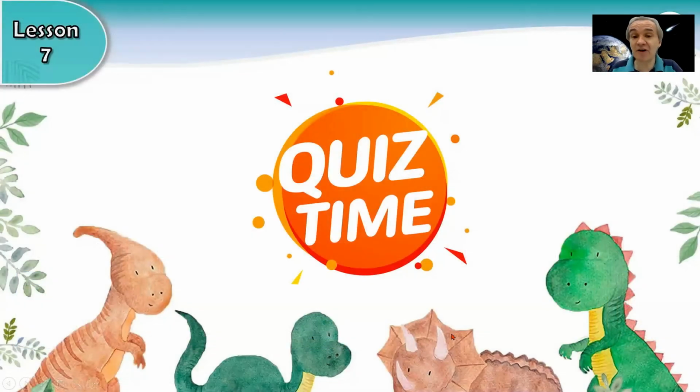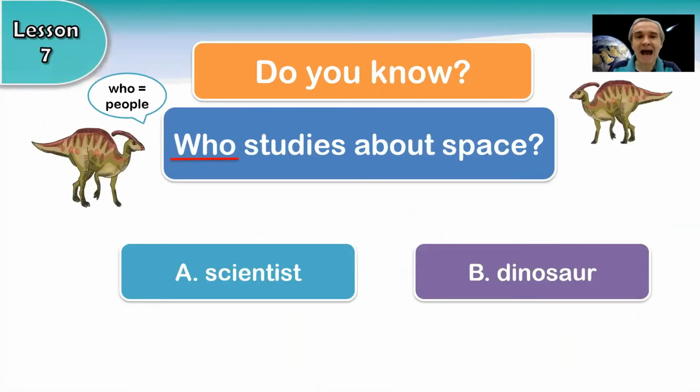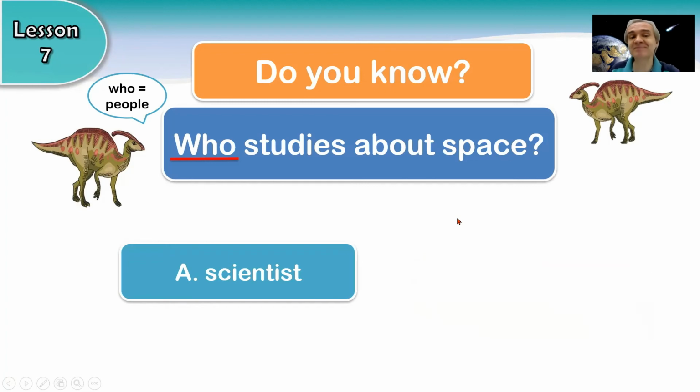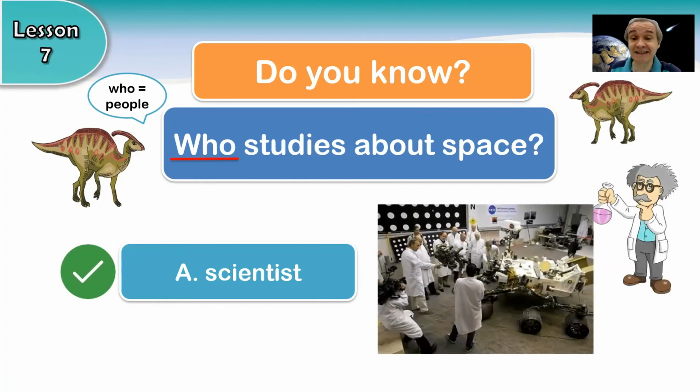Okay, so now it's time for quiz time. Do you know who studies about space? The word who is the question word we use for people. So who studies about space? Is it a scientist or a dinosaur? The answer is a scientist. A scientist studies about space.